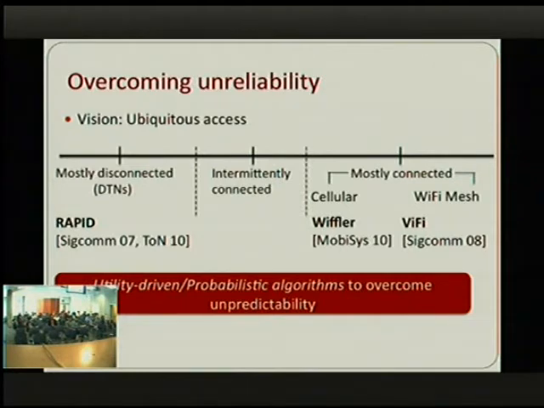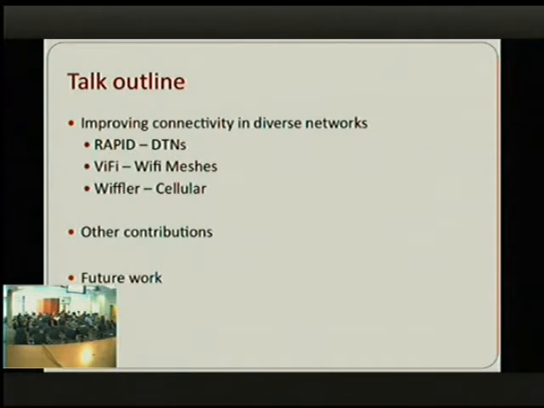The outline of the talk is going to be as follows. I'll first talk about RAPID for DTNs, Wi-Fi for Wi-Fi meshes, and Wiffler for cellular networks. And then I'll go on and very briefly talk about some of my other contributions as well as future work. So I'll start with RAPID.